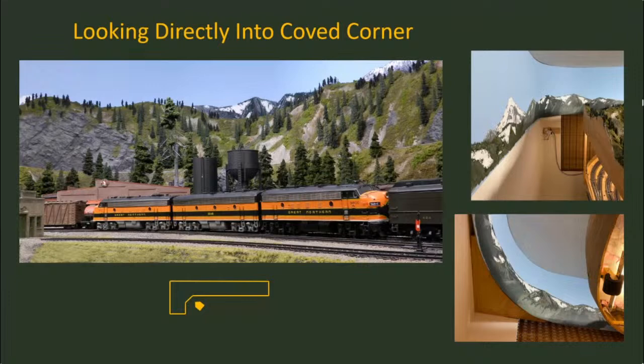And then looking directly into this corner of the backdrop in this photo, you can see the mountain off in the middle of the photo on the left. And then the photos on the right show how I built and bent the masonite and attached it to the wall and then painted the backdrop on it. Worked out nicely, I think.